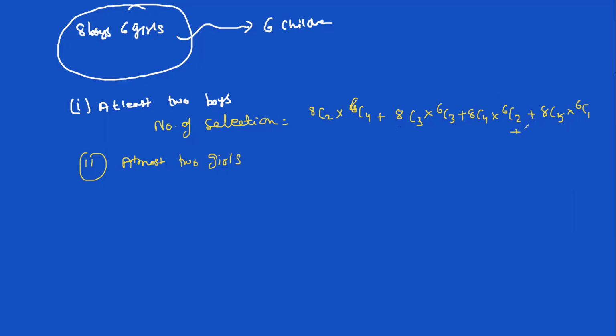Oh yes, all can be boys. No girls. Very good. This is also one possibility. Here at most 2 girls means maximum 2 girls. Either no girl, all boys, or 1 girl, or two girls. Maximum two girls. That's all.